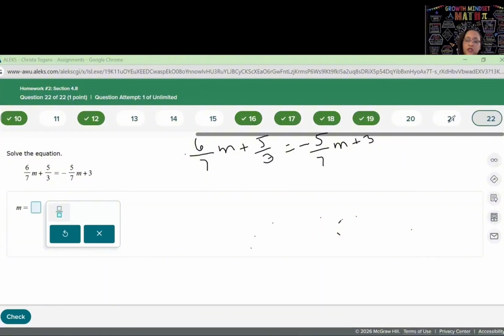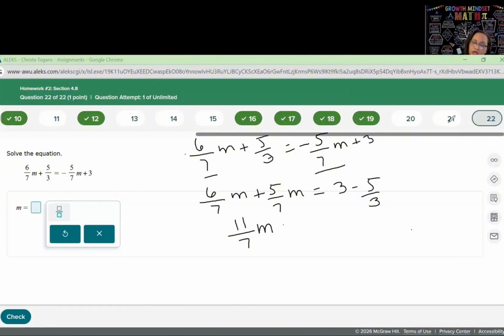So I have, these are like terms right here, right? So I'm going to add 5/7 to both sides and I'm going to subtract 5/3 all in one line. So 6/7 m plus 5/7 m equals 3 minus 5/3. So sorry, I have markings down here. It comes from my hand. So these two over here are going to be 11/7 m. And I'm going to just go straight in and multiply.